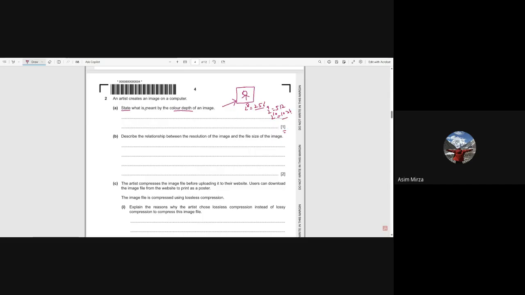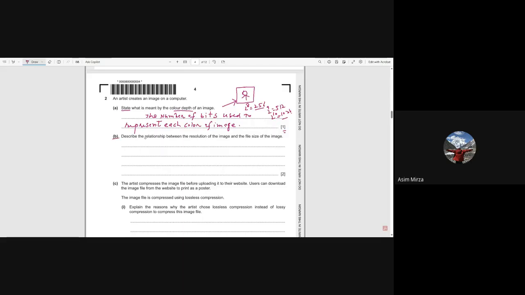Is that clear? So we can write that the number of bits used to represent each color of an image. The number of bits used to represent each color of an image, right? So that is the color depth, right?